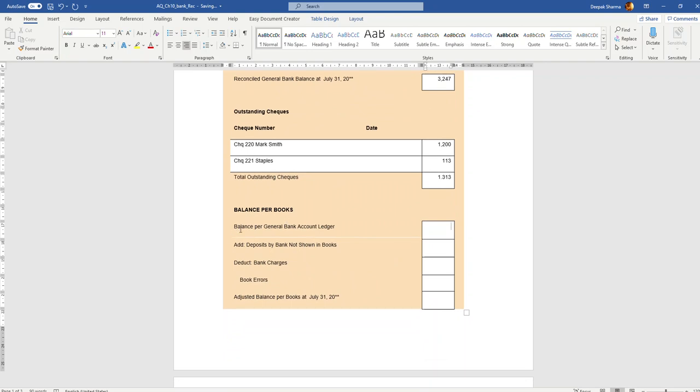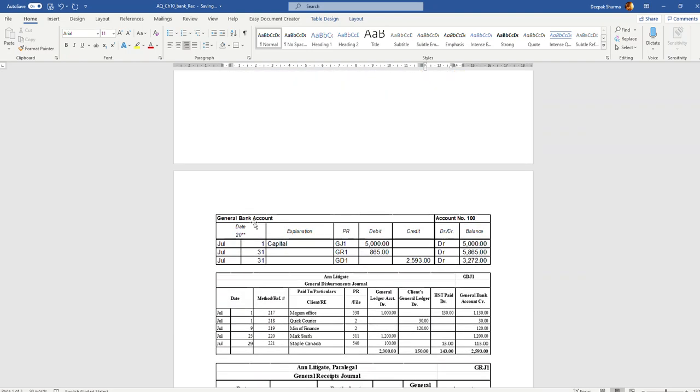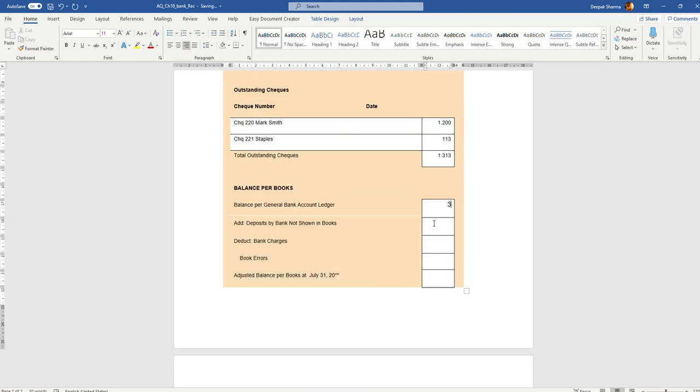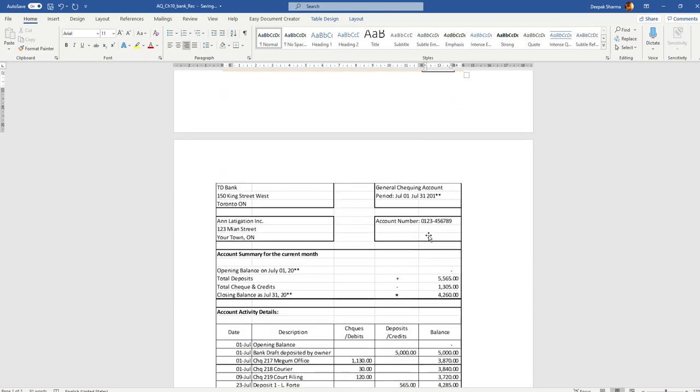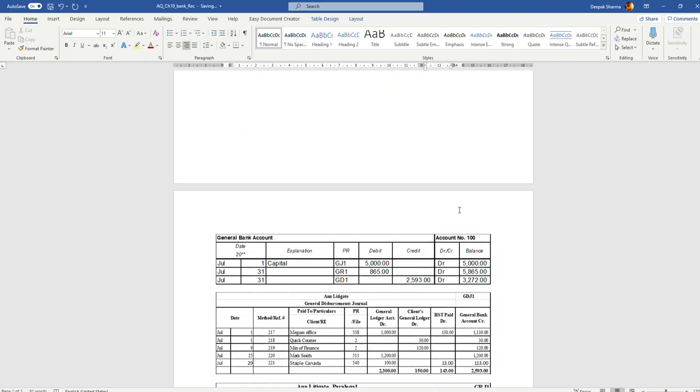In the second part, you start with the balance per general bank account. So I'm going to go into my ledger. This is my ledger. What's my ending balance? 3,272. So I'm going to put 3,272.